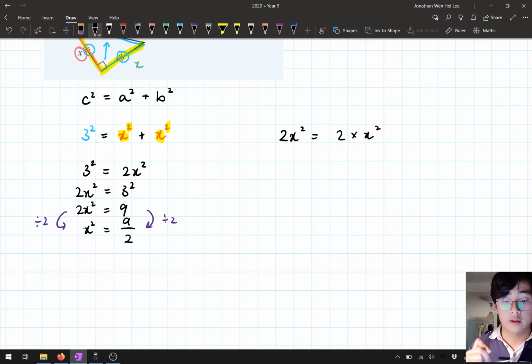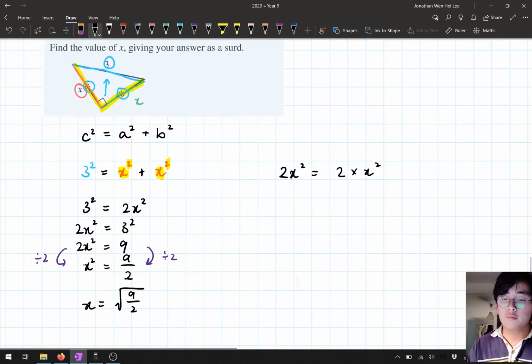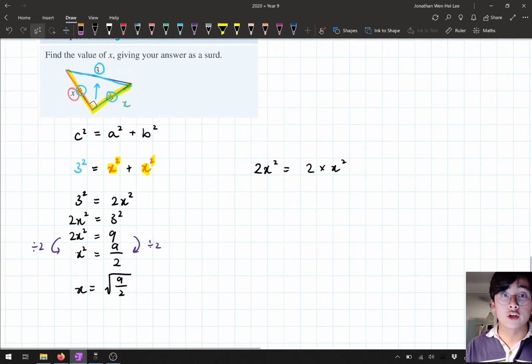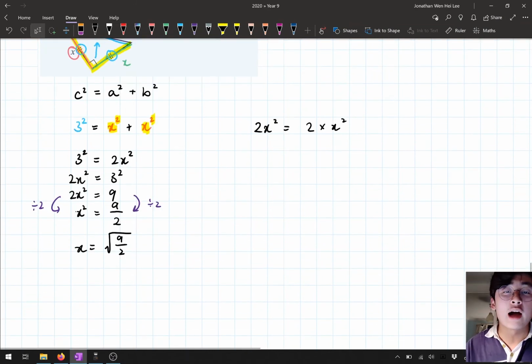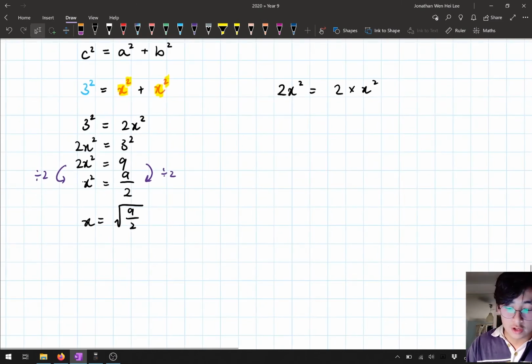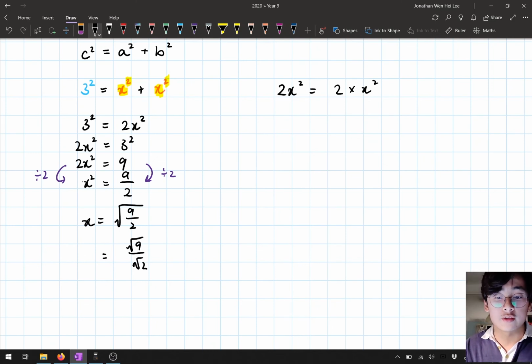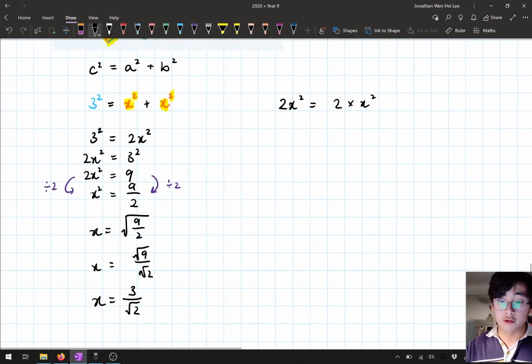Now that I've done that, I don't want x squared, I want x. So I'm going to put in the square root of 9 over 2. Then they ask us to leave the answer as a third. In later years, you'll deal with thirds in a little bit more detail. When you have thirds, you can take the square root of both the top and the bottom separately. So the top is square root 9, which is just 3, and at the bottom I can't do anything to square root 2. And so the final answer here is 3 over square root 2.